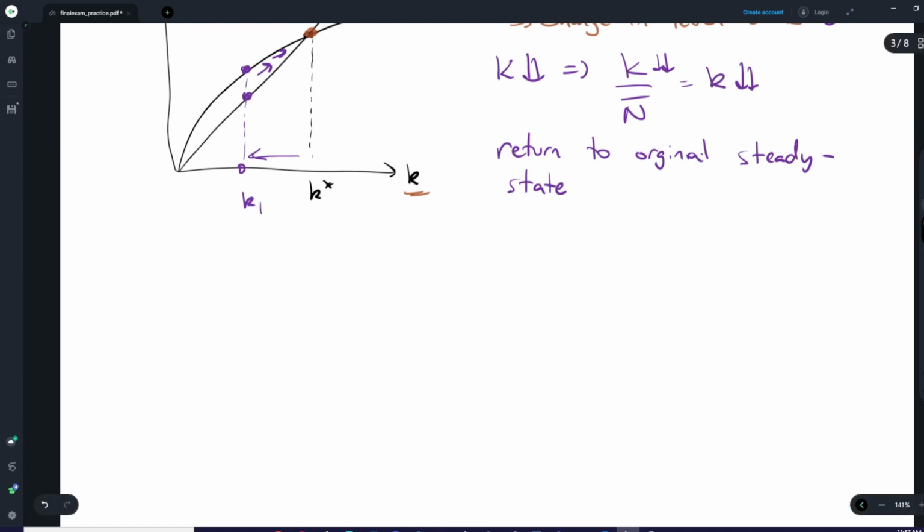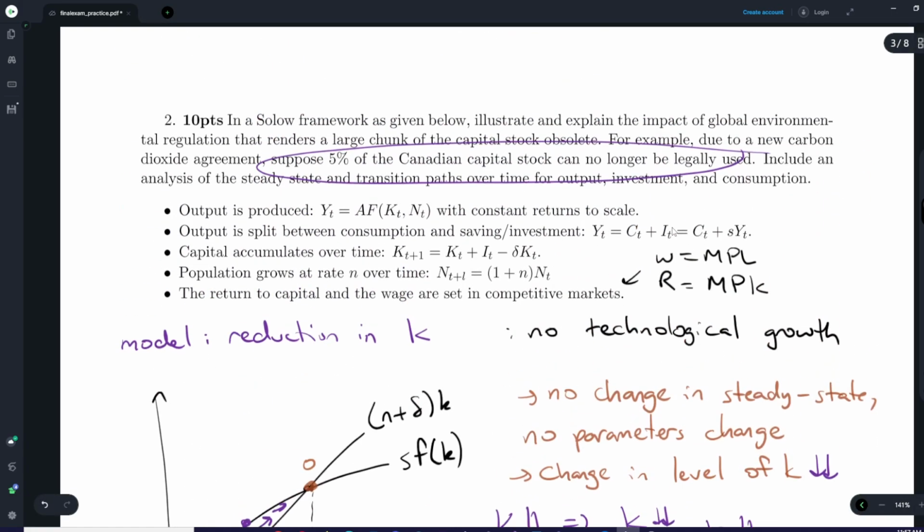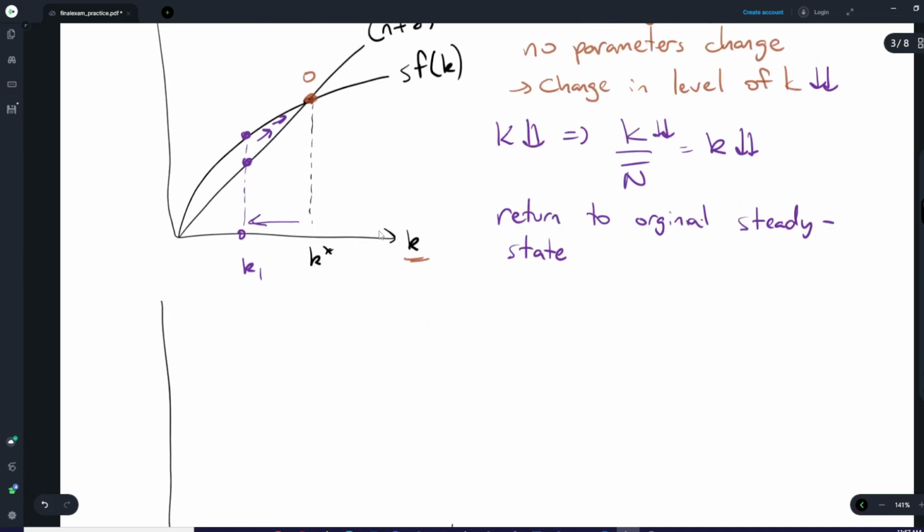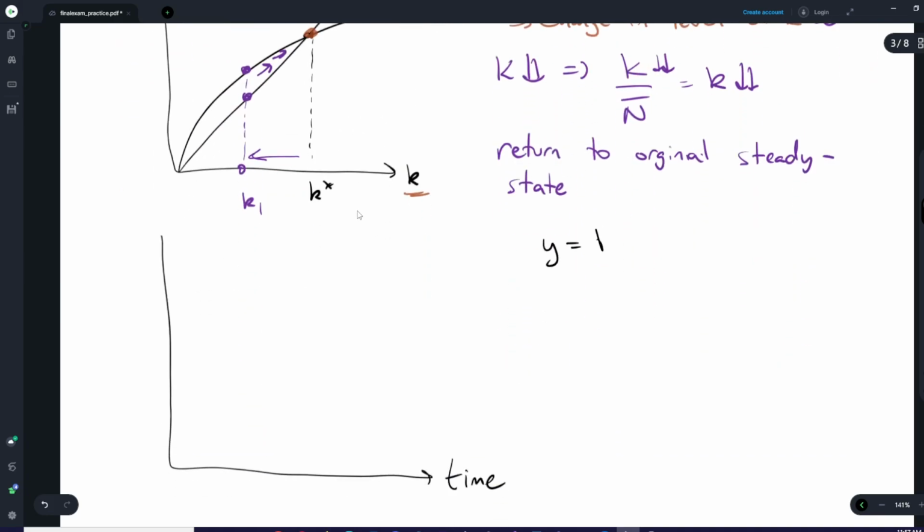Well, in terms of transition paths, now I'm talking about drawing something over time. And I want to check what transition paths I have to draw, right? So I need to draw transition paths for output, investment, and consumption. And that's easy enough to do. The key thing here is to think about what those are. Output is just a function of capital, right? Consumption is just a function of output. Investment is just a function of output. So as long as I understand what happens to capital, I get output. Once I know what happens to output, I get consumption and investment, right?